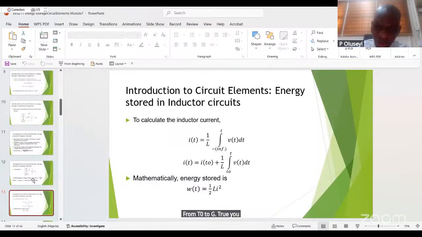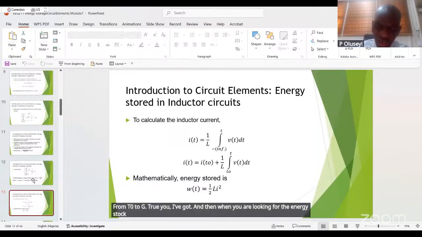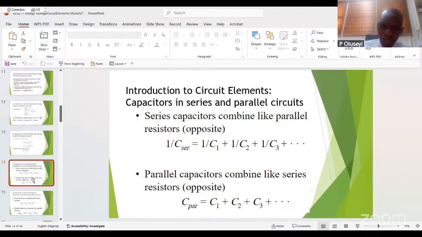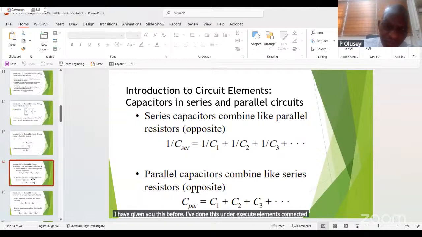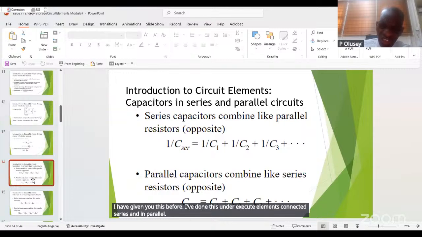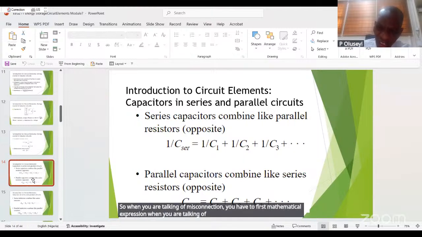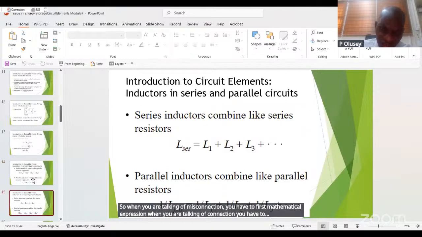And then when you are looking for the energy stored in the inductor, you have W equals half L I squared. I have given you this before. I've done this under circuit elements connected in series and in parallel. So when you are talking of series connection, you have the first mathematical expression. When you are talking of parallel connection, you have the second expression.